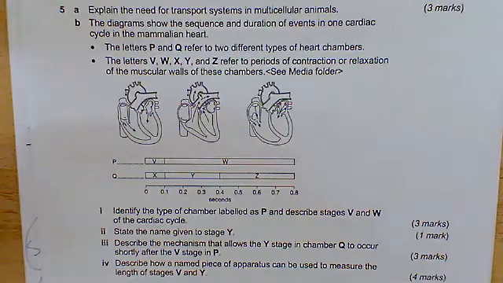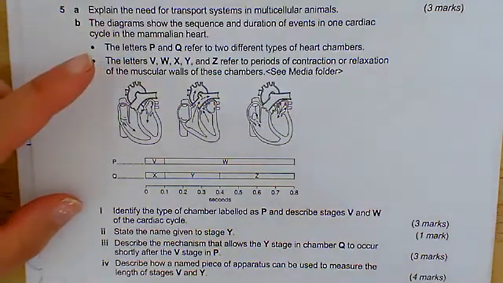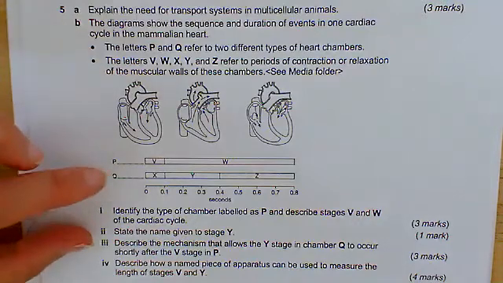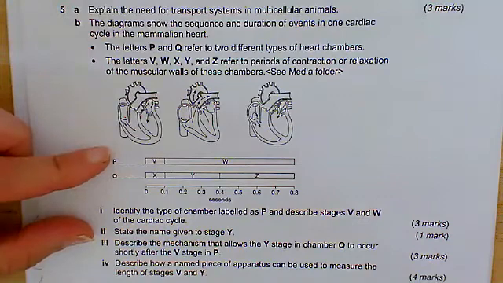The second question, part B, is something that a few people have asked about, so I just want to go through this one. It says the diagram shows the sequence and duration of events in one cardiac cycle in the mammalian heart. It says the letters P and Q refer to two different types of heart chamber. Well, we know there are only two types of heart chamber, so one of these has got to be the atria and one of them's got to be the ventricle.